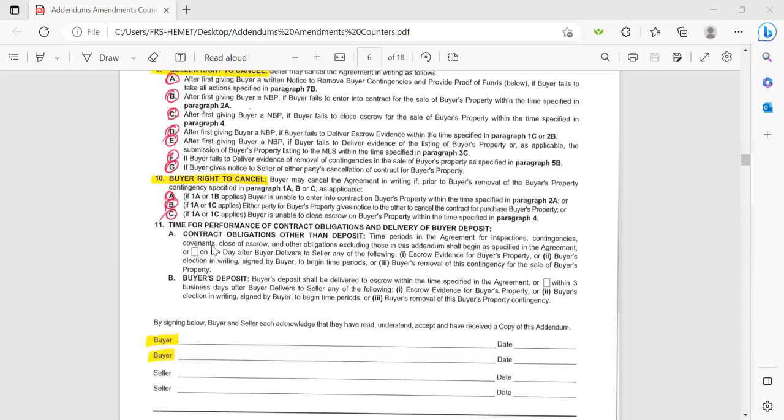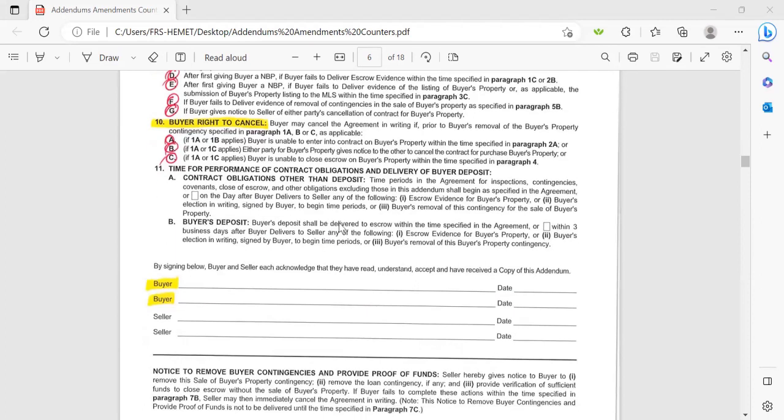It doesn't have to be checked. You can stick by the time periods that are in the agreement, which is the 7 days and 17 days and all those kinds of things. But a lot of people will check this box to make sure that that 17-day inspection period doesn't start until I know I have a property.